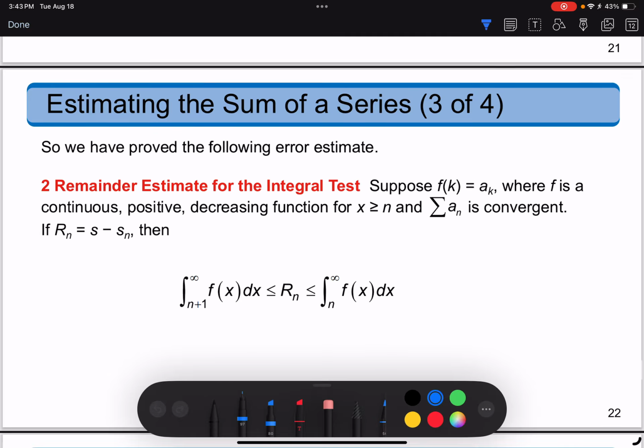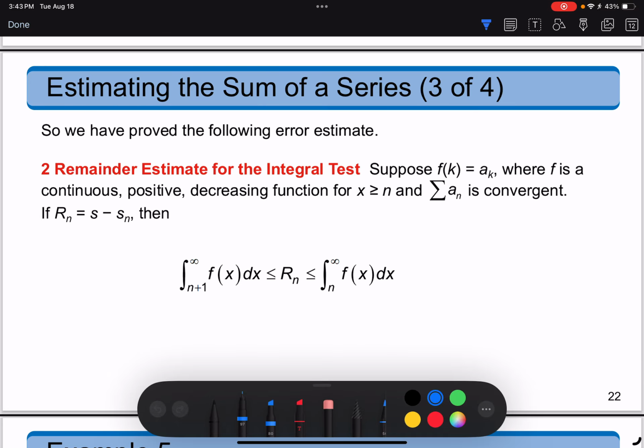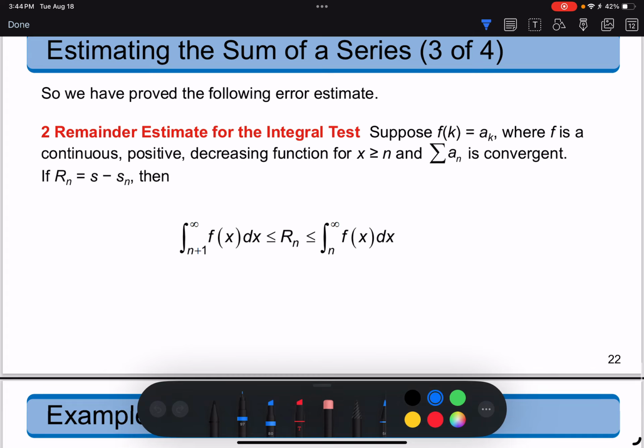So we have proved the following error estimate. Remainder estimate for the integral test: suppose that f of k is equal to a sub k, where f is a continuous positive decreasing function for x greater than or equal to n, and the summation of a sub n is convergent. If r sub n is equal to s minus s sub n, then r sub n would be in between the integral of f of x dx from n plus 1 to infinity and the integral of f of x dx from n to infinity. So, very small.